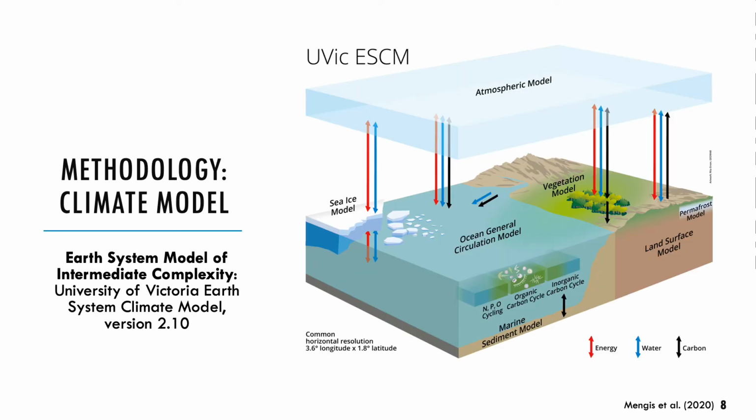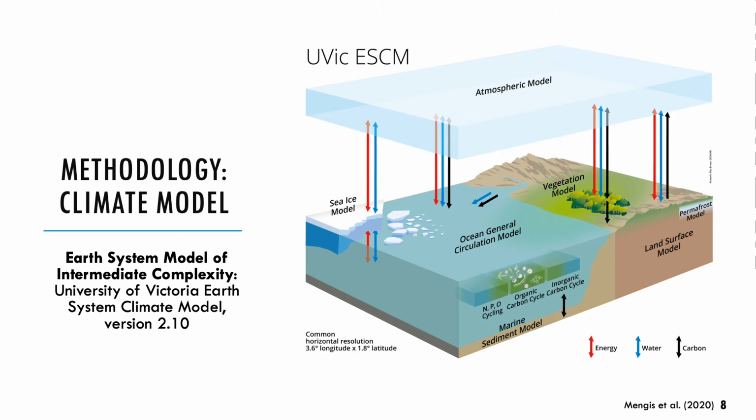To do this, I used an Earth System model of intermediate complexity. That's the University of Victoria Earth System Climate Model, version 2.10. Now, this version of the model includes a 2D energy moisture balance atmospheric model, which is coupled to a 3D ocean general circulation model, which includes both organic and inorganic carbon cycle models. Coupled to the ocean model is a dynamic thermodynamic sea ice model that simulates sea ice dynamics, as well as the heat exchange between the sea ice and its environment.